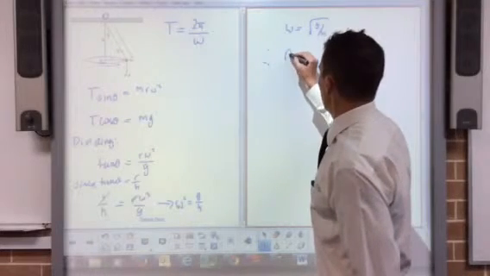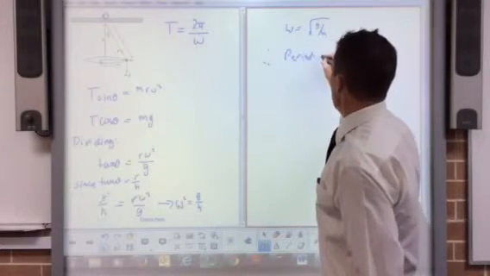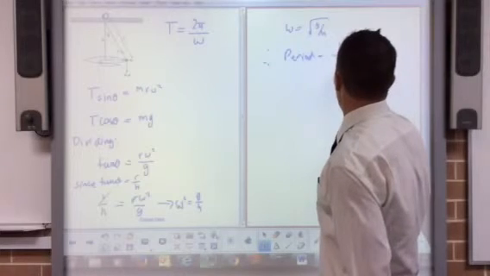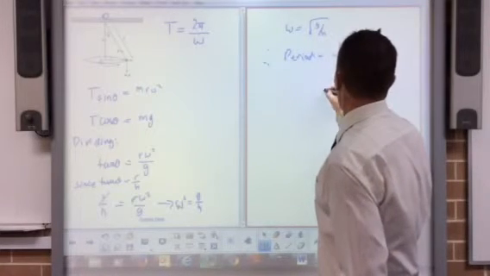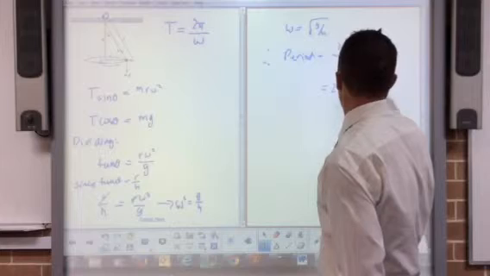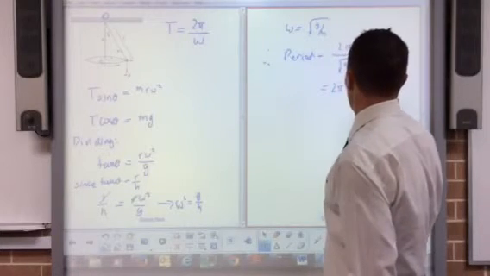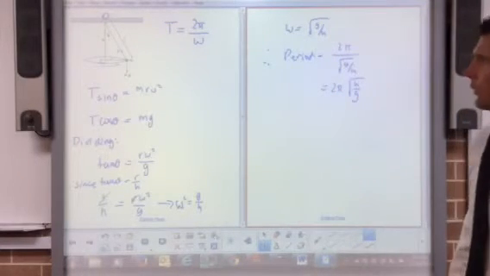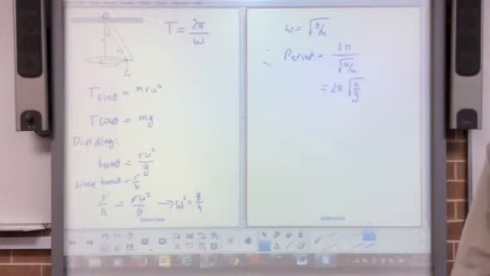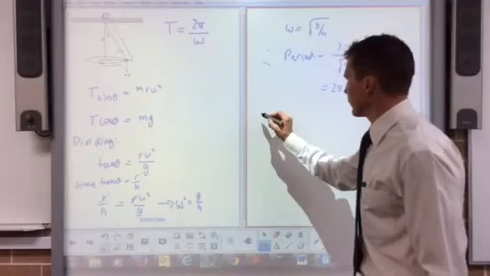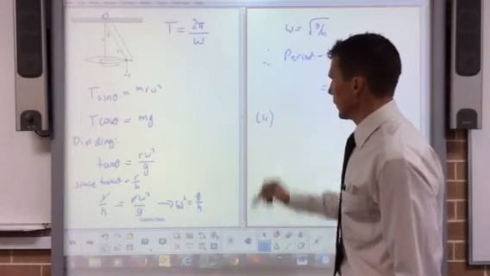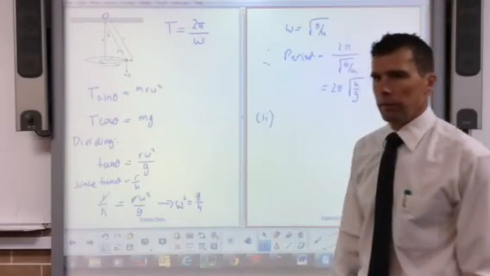Therefore the period is going to equal 2 pi over that, which gives me 2 pi times the square root of H over G, which is what we require. Okay, so that was part 1. I might give you a chance to copy that down and I'll do part 2 for you. Yeah?